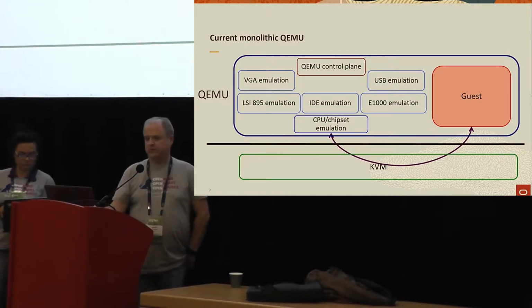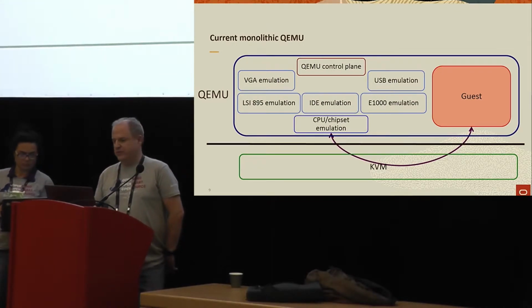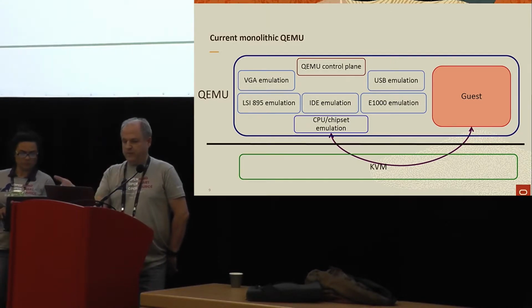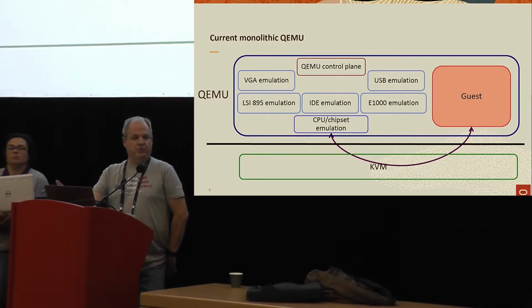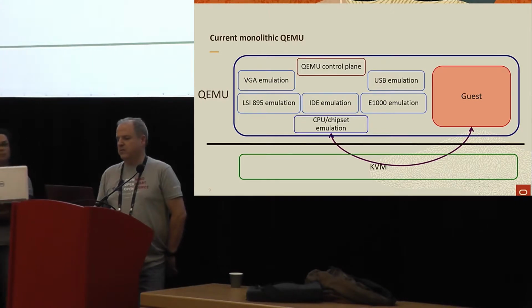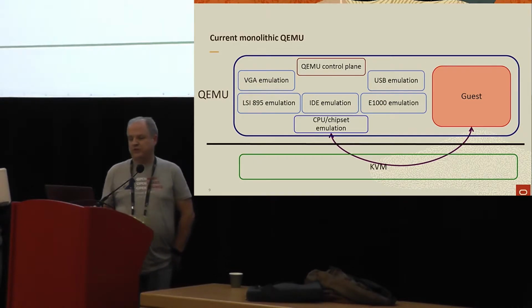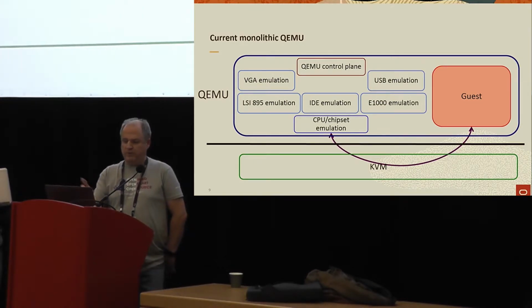So this is just a picture. It's worth 1,000 words of the current monolithic QEMU. You've got a big program. The guest is embedded within the address space of the process. You've got a bunch of different emulation modules in it, a control plane at the top, and the chipset emulation, which uses QEMU to execute the actual guest.